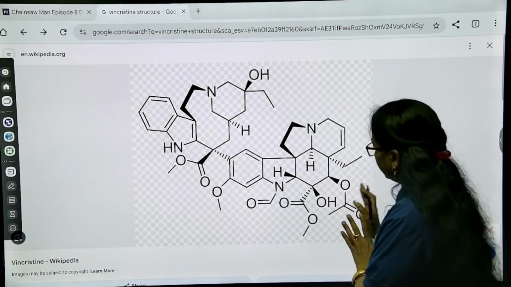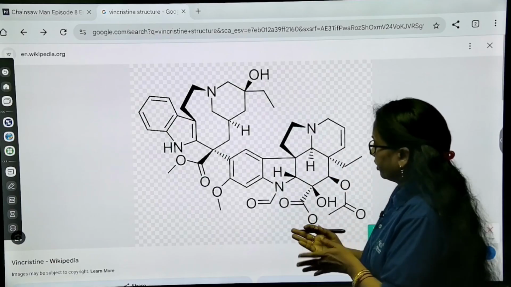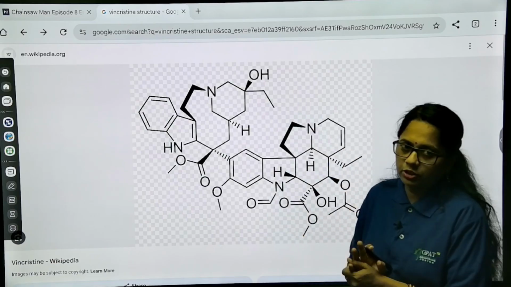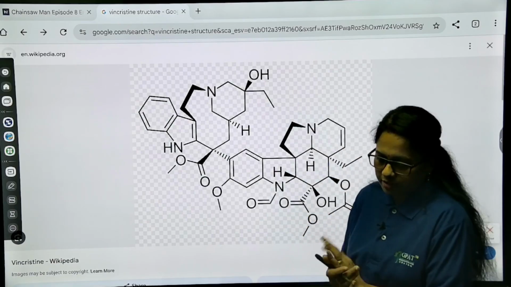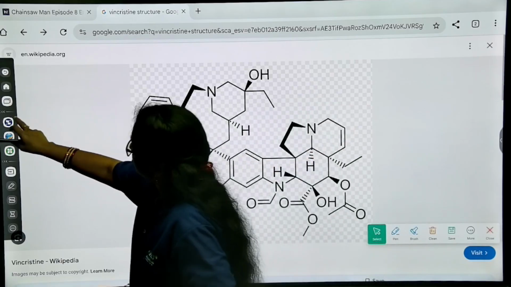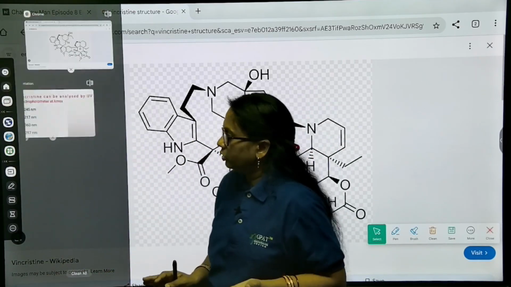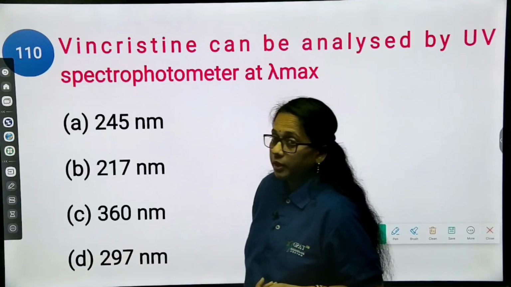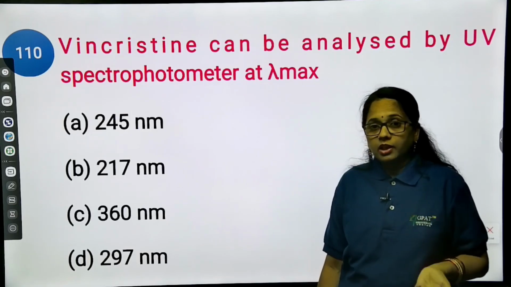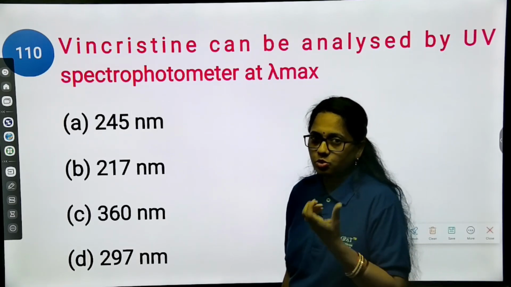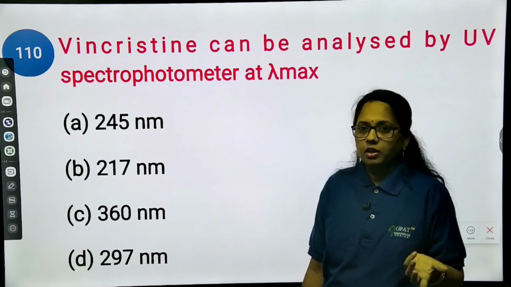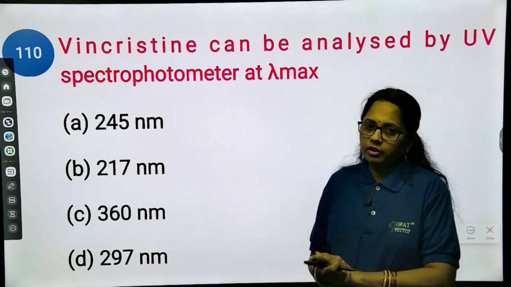Okay, but if you observe the number of oxygens, number of nitrogens, it is a very complicated structure. It is going to be used as an anti-cancer agent. We know that chemical constituent it is, but how can we determine the lambda max? We can just dissolve them in a suitable organic solvent, and practically we can calculate the lambda max.